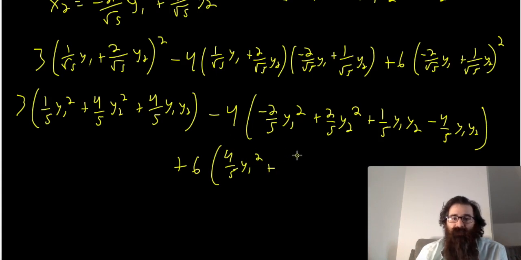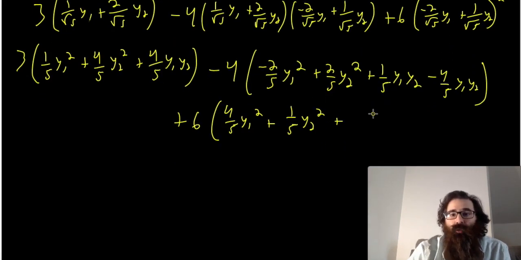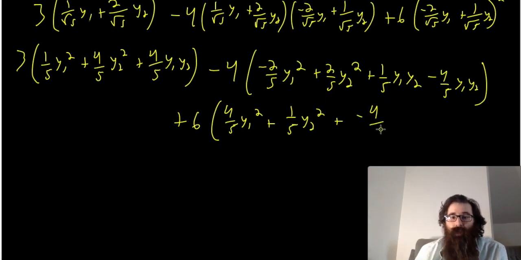1 over radical 5 times 1 over radical 5 is 1 over 5. That's y2 squared. And then here, the outer and inner terms, negative 2 times 1 is negative 2 over 5, but I got to double it, so that's negative 4 over 5, combining outer and inner terms, y1, y2. Just a lot of algebra. Hey, for linear algebra, sounds good. So let's go ahead and now see what we can do with this.